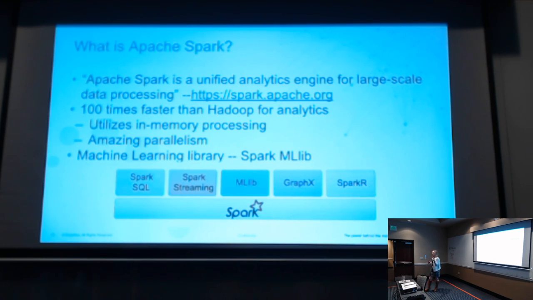So we have our data stored in Cassandra, and then we can do analytics on top of it using Apache Spark. It's 100 times faster than Hadoop for analytics, and it utilizes in-memory processing to get that speed. We're going to be using some of the Spark MLlib libraries, and those are located there. There's also Spark SQL, Spark Streaming, GraphX, and Spark with R.